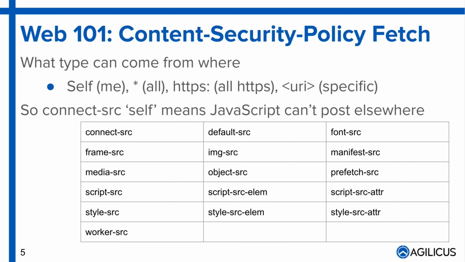Media scripts, where your JavaScript comes from. The style sheets, the CSS. Style sheets are actually more dangerous than people think. You can use them to guess at letters in passwords. Worker source, so if you're using a progressive web app, where is the web worker allowed to come from? The default, if it can't figure anything out, what's it going to fall back to? Where can images come from?